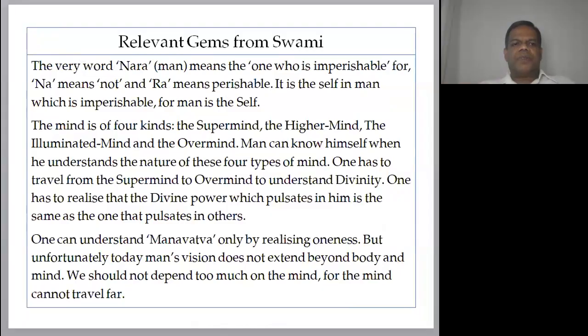We'll continue. The very word Nara, man, means the one who is imperishable. For Na means not, and Ra means perishable. It is the self in man which is imperishable, for man is the self. The mind is of four kinds: supermind, the higher mind, the illuminated mind, and the overmind. Man can know himself when he understands the nature of these four types of mind.